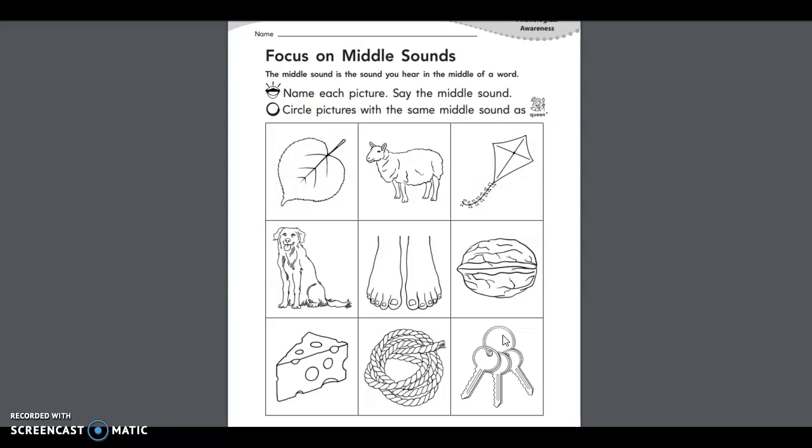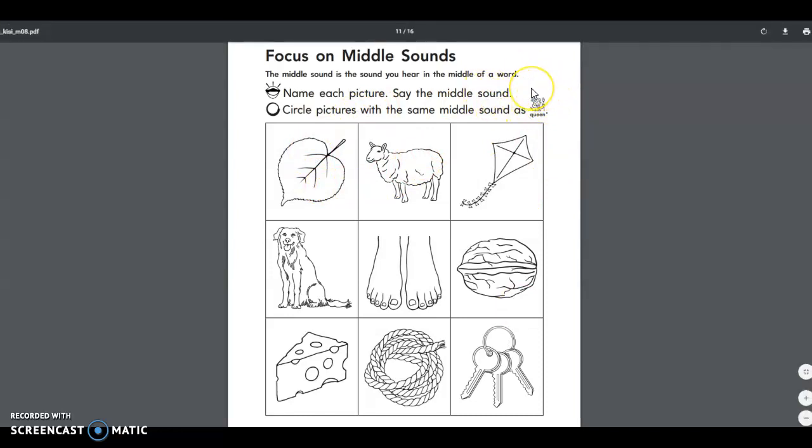Okay, guys, so what you should have done is circled the pictures that have the same middle sound as the word queen. Okay?